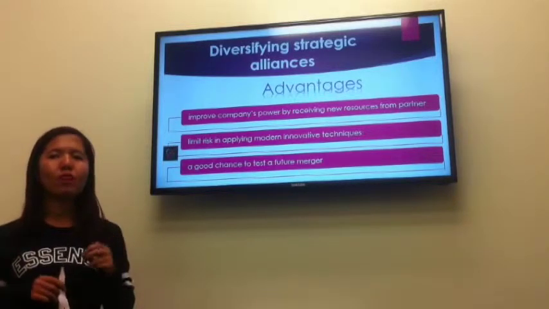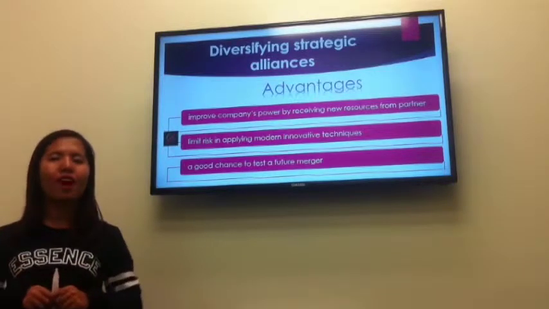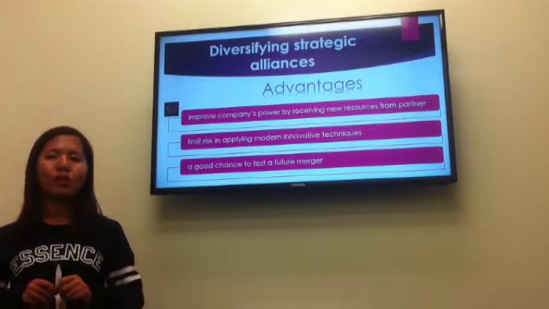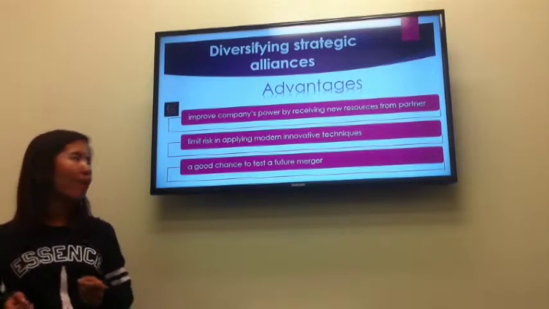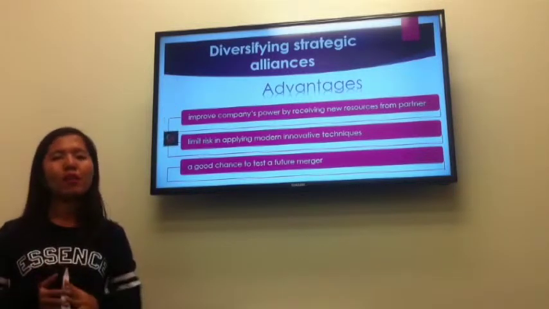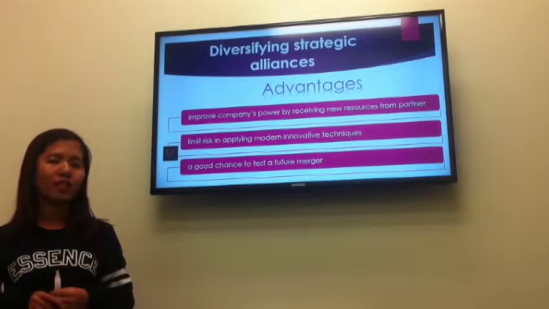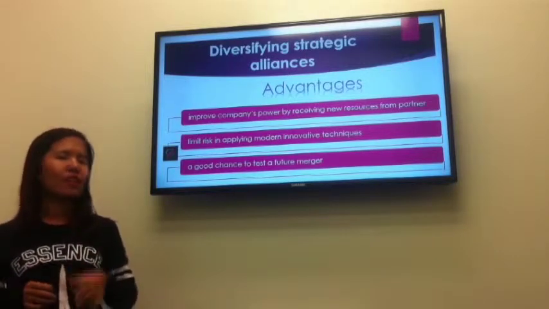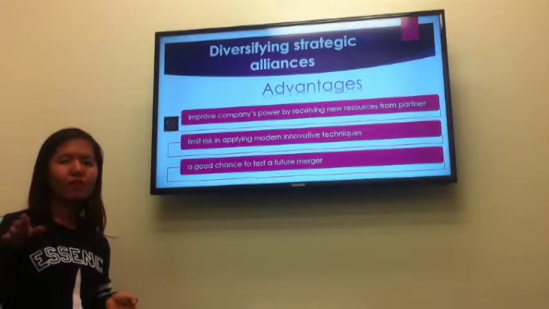Next slide. The first one, we can see that diversifying strategy alliance is the cooperative strategy in which both firms share resources and capabilities to diversify into new products and market areas. A good example is Boeing and institutes within an alliance creating new airplanes. As an advantage, it improves the company's power by using new resources from the partner. It also limits the risk in applying innovative techniques, and it's also a good chance to test a future merger.